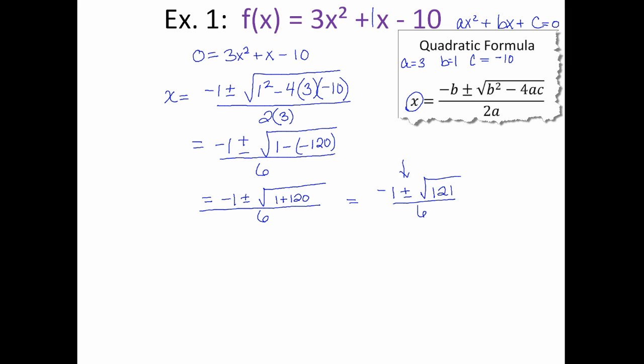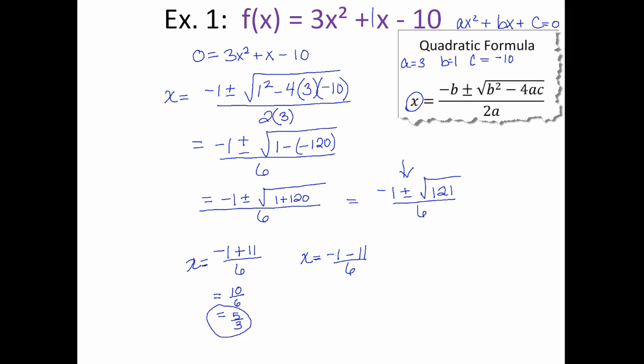I have two equations because I have both a plus and a minus. So I have negative 1 plus the square root of 121, which is 11, over 6. So I have x equals this value, whatever I get out of here. And I have x equals negative 1 minus 11 over 6. So here I have negative 1 plus 11, which equals 10 over 6, and that simplifies to 5 over 3. So there's my first value of x.